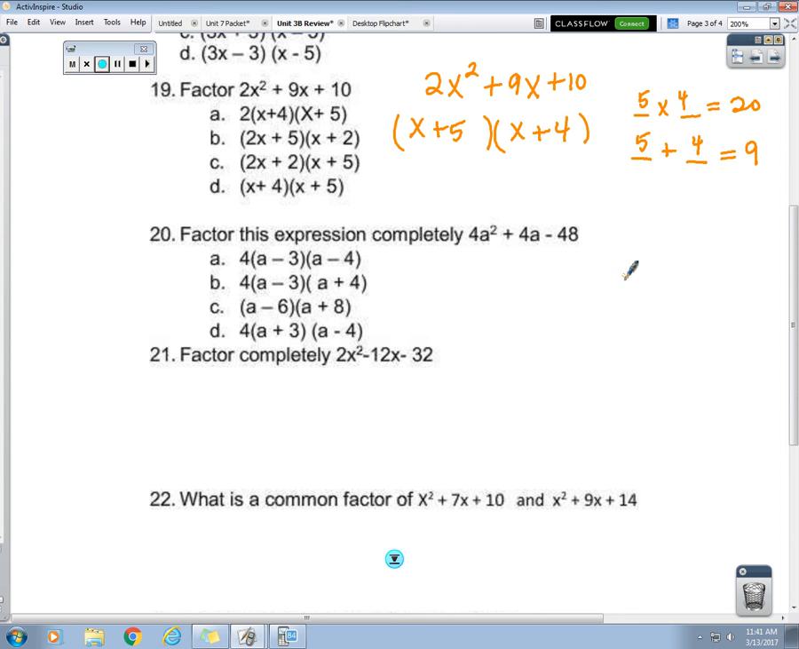No. Correct. Because look, x times x is not 2x squared. So you have to divide both of them by 2 and then reduce. Will 5 over 2 reduce? So what do you do? Put it in the front and it becomes 2x plus 5. And then will 4 over 2 reduce? Yes, to 2. So 2x plus 5, x plus 2, which is B.